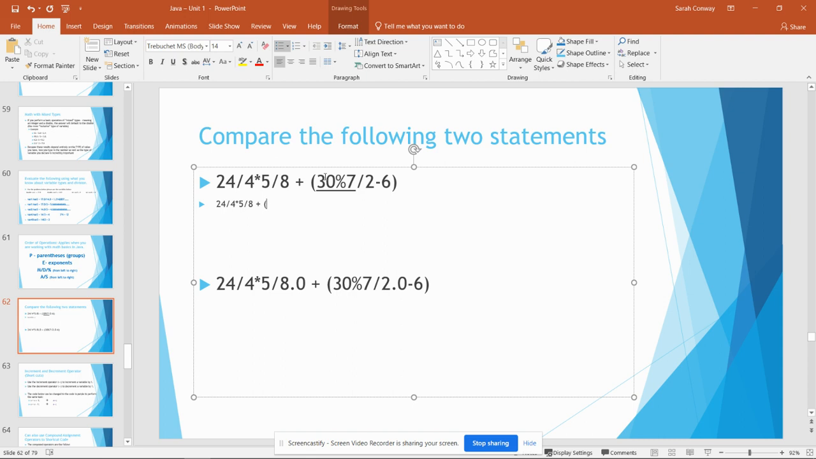So when I think this through, I think, okay, we have 30 modulus 7, which is going to result in the value of 2 because 7 goes into 30 4 times and has a remainder of 2 left over. So we have 2 divided by 2 minus 6. So that's the first step there.